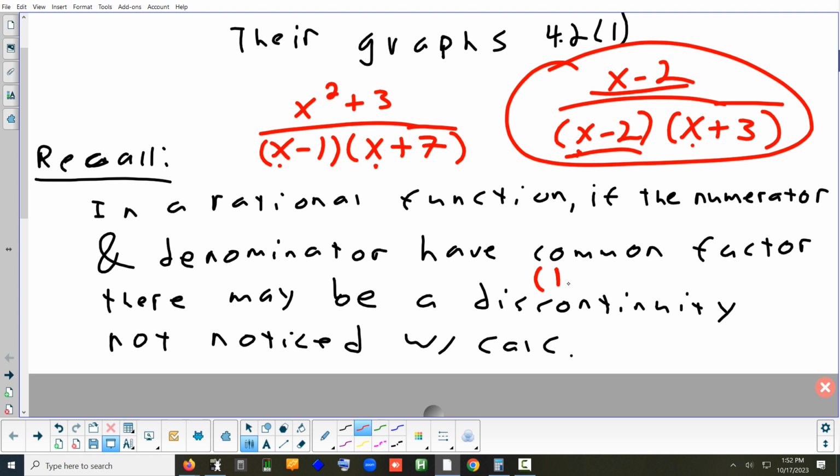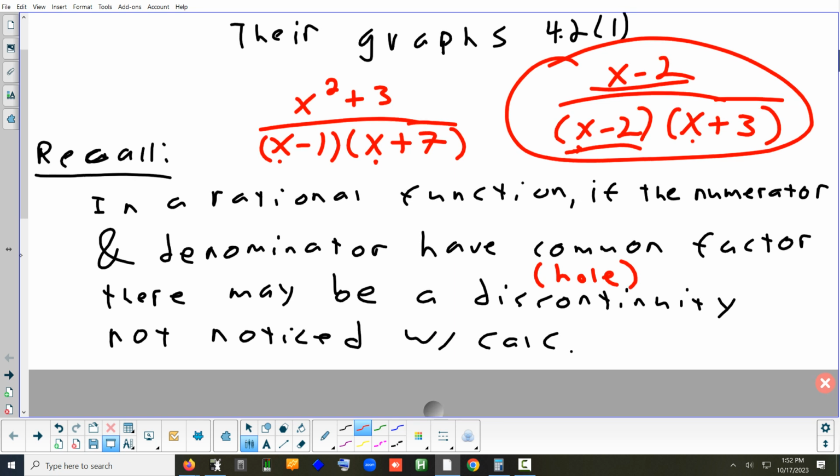I'll just put that in parentheses. Hole. No matter how much you zoom in, you'll never see the hole. It's infinitely small. You can't zoom in and see it.